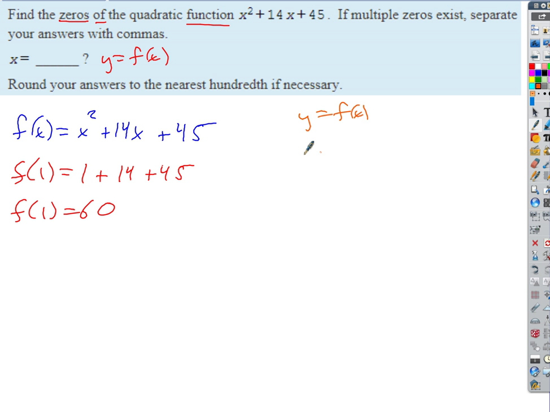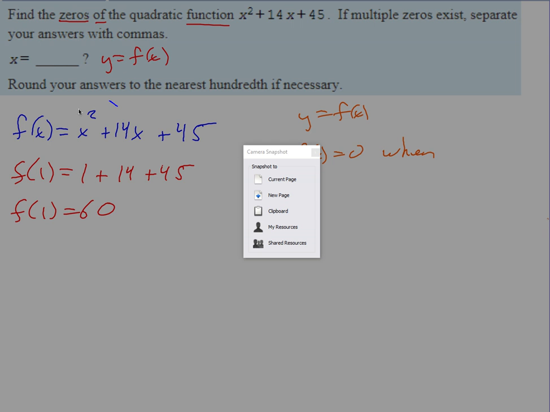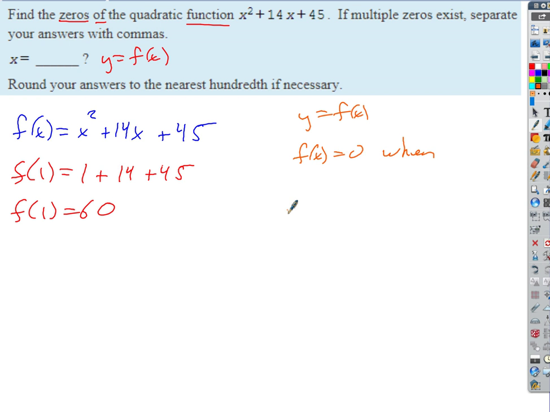So y equals f of x, and f of x equals 0 when all of that stuff, there's f of x, right? When that is equal to 0. So what does that mean? That gives us an equation to solve. We're just going to set the function equal to 0, and now we can move into what I call algebra mode. We can just shift into algebra mode and do the math. Now we know what we've got to do. Now let's just do it. We know how to do this.